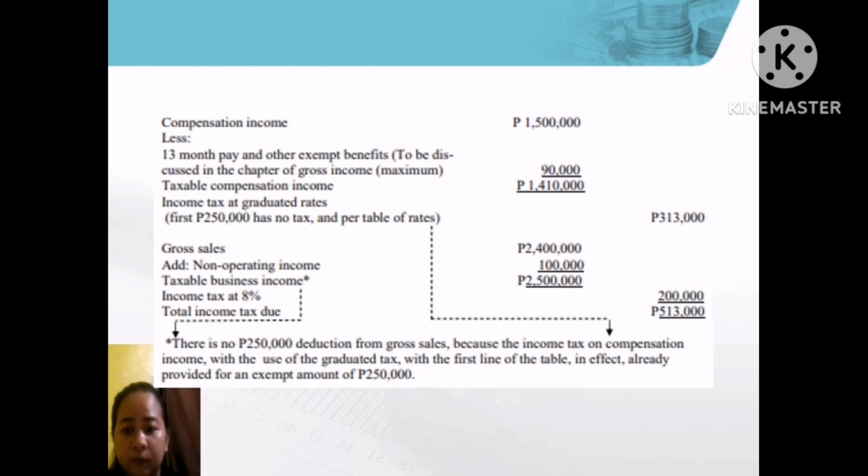So, as we can see po the arrow, there is no 250,000 deduction from gross sales. Sa kadahilanan po that the income tax on compensation income ay meron tayong nagamit na graduated tax. With the first line of the table, makikita po natin yung epekto nito kaagad sa pagpo-provide po ng exempt amount na 250,000 pesos.